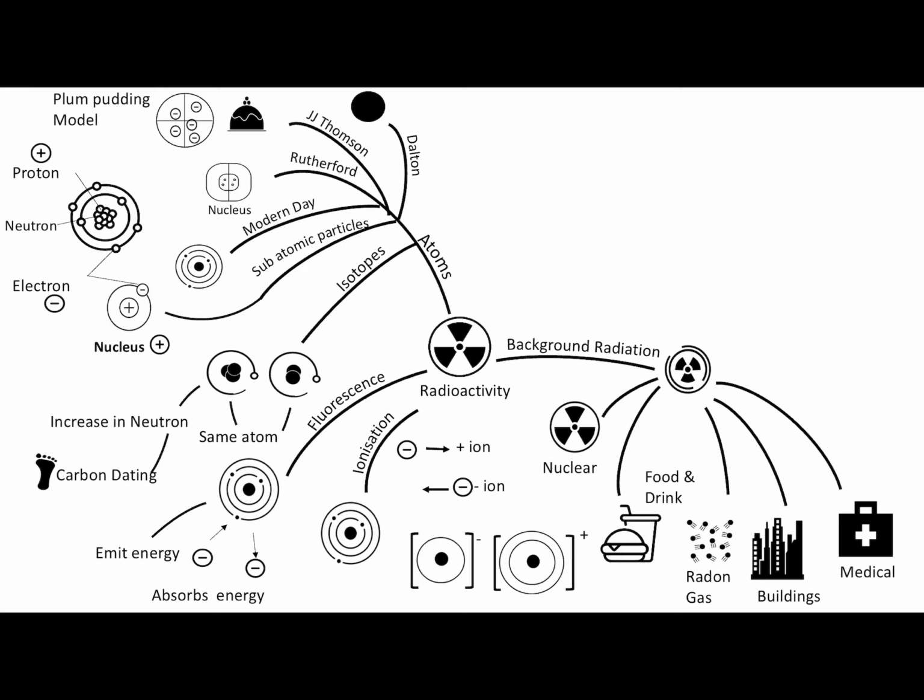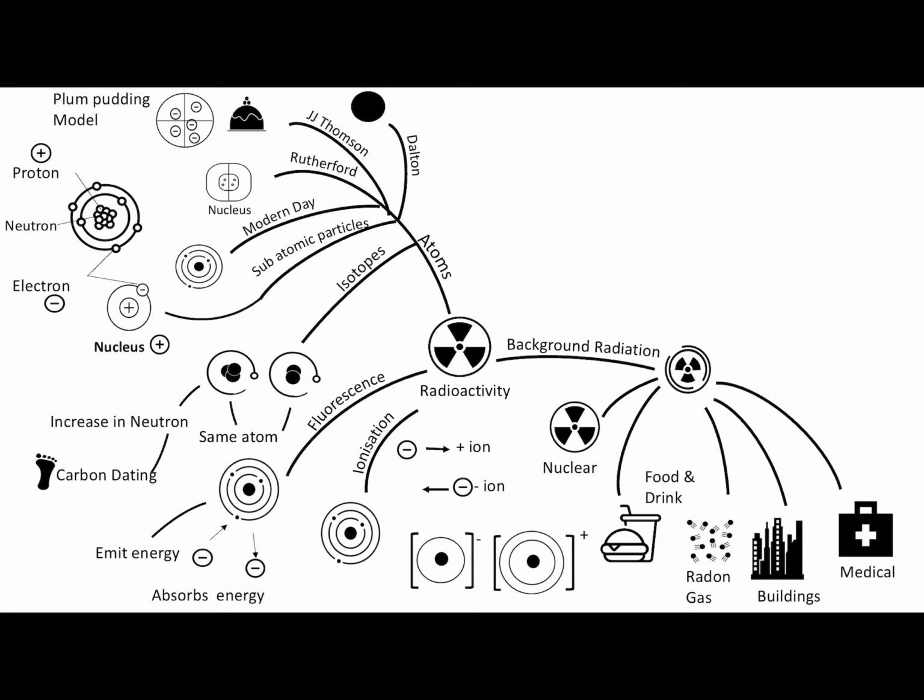Our next branch looks at background radiation, and this is radiation that is around us all the time. We cannot escape background radiation, and there are a number of sources from which this comes. We have nuclear, food and drink, radon gas, which there is quite a lot of in the UK, buildings because of the raw materials they're made from, and medical supplies. There are some medical supplies which have background radiation.